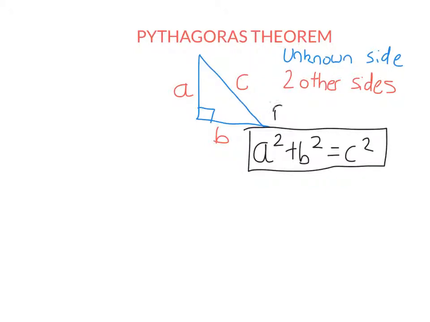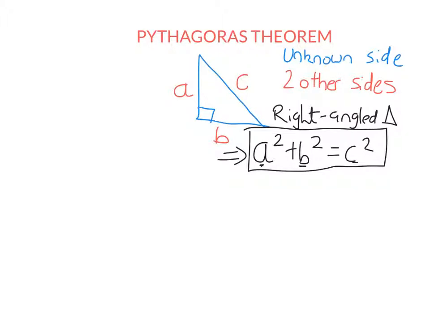Okay, it only works if it's a right-angled triangle. So if the triangle is right angled, then the sum of the squares of the two shorter sides equals the square of the longest side, the hypotenuse.